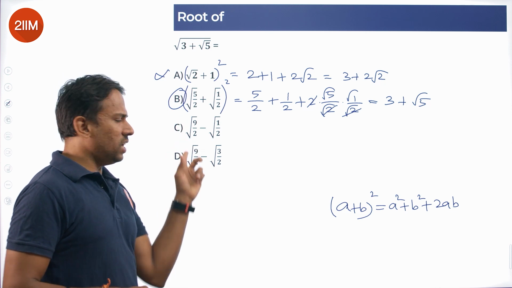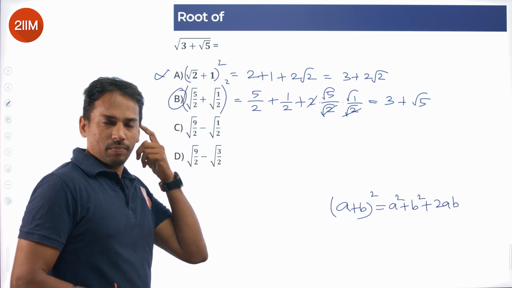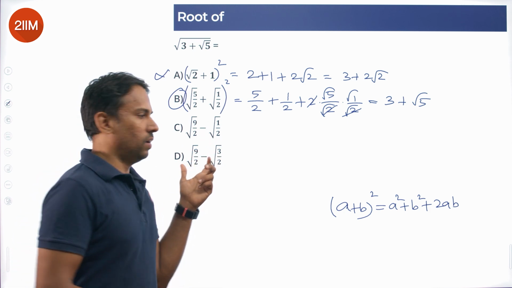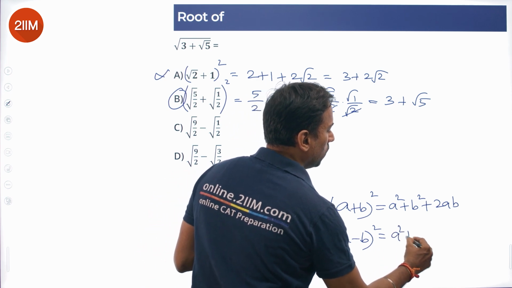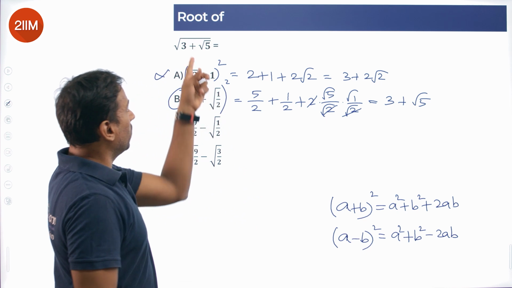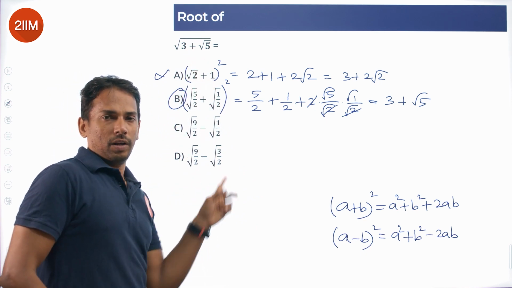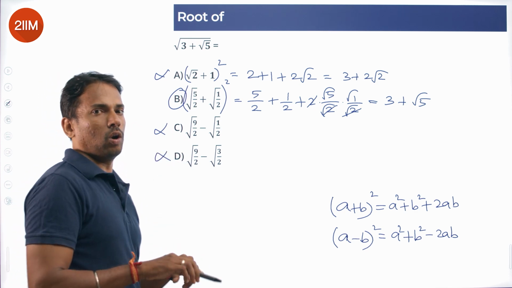Anyways, we can ignore C and D also. Why? Because these are actually of the form A minus B. When we expand A minus B the whole square, we would get A square plus B square minus 2AB. But what we have here is plus. In this expansion, we will be getting minus. So we can ignore these, they cannot be the right answers.